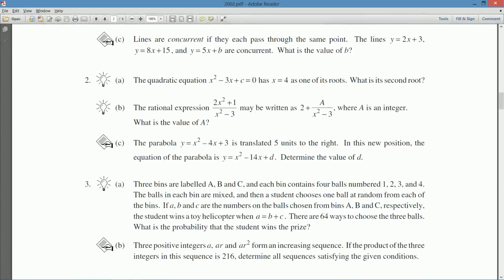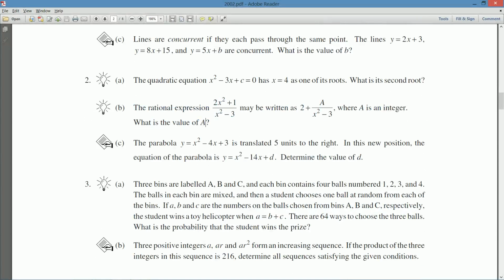Now how about b? It's another just give me a final answer type question. The rational expression (2x squared plus 1) over (x squared minus 3) may be written as 2 plus a over (x squared minus 3), where a is an integer. What is the value of a?